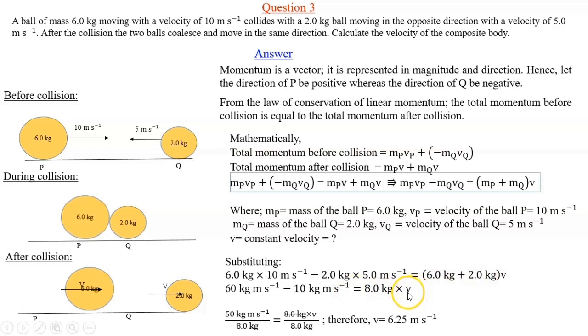We are interested in finding the constant or the common velocity, which is V. Therefore, divide both sides by 8 kilograms. Dividing both sides by 8 kilograms gives that V, the common or constant velocity, is equal to 6.25 meters per second.